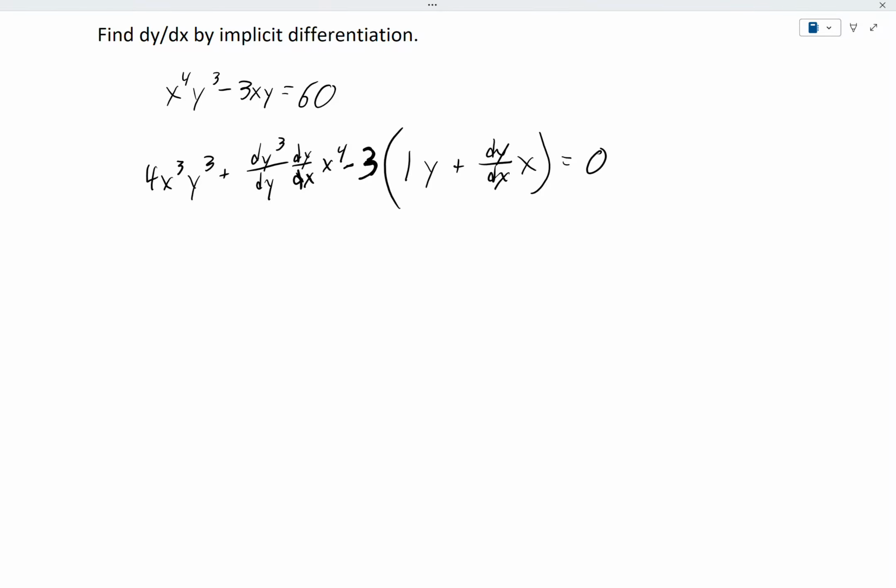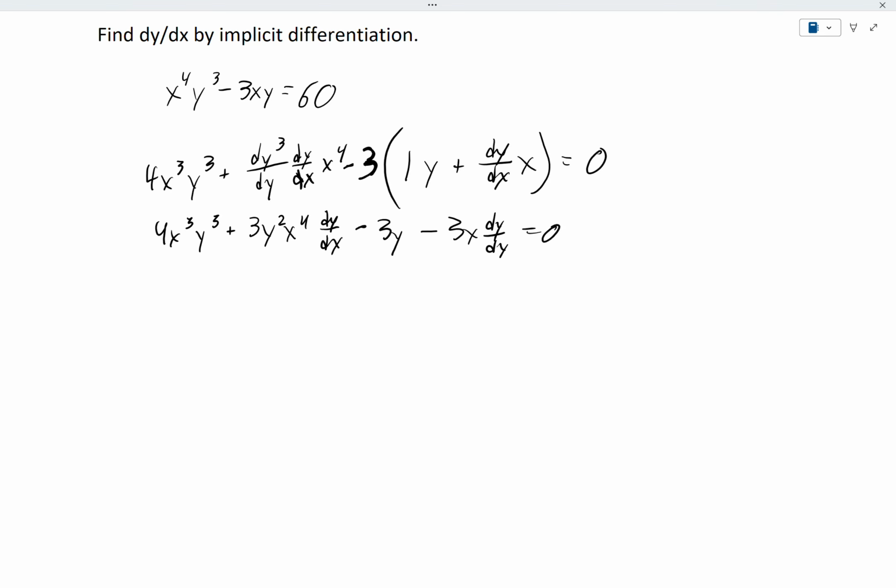Alright, now I have a couple of dy/dx's in there, but first I'll just clean up some stuff and distribute, do that sort of thing. So I get 4x^3 y^3, plus, this is going to be 3y^2, I just use the power rule here, times x^4 dy/dx, minus 3y minus 3x dy/dx. And that's equal to 0.